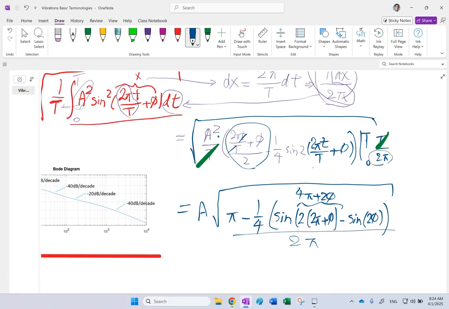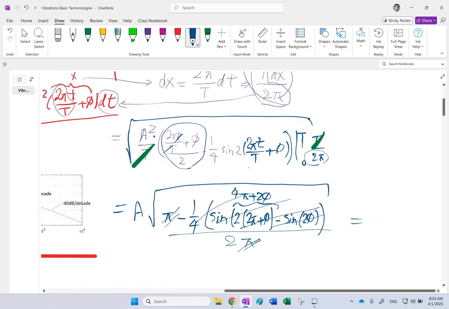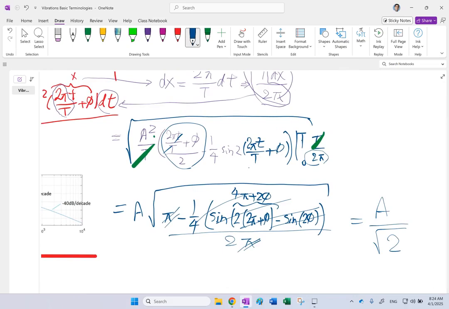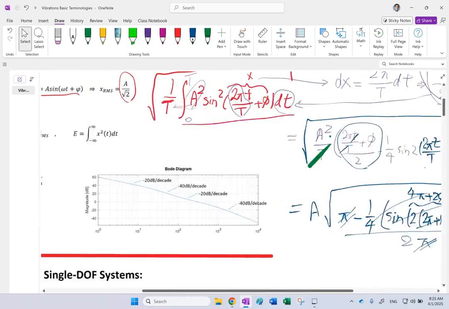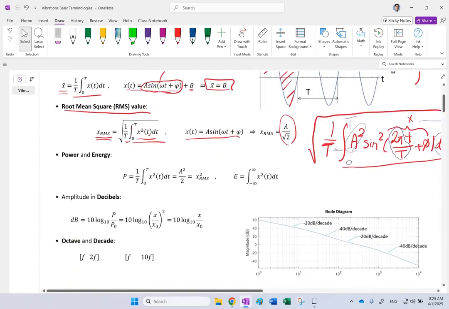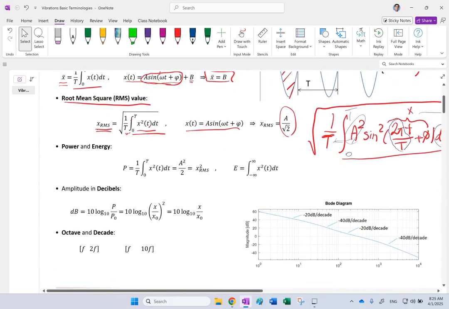Now, since the sine function is a periodic function, sine of 4 pi plus anything is the same as that. So this whole term is going to go to 0. And pi and 2 pi would cancel, so you just get a 2 under the square root. You bring it out, and guess what? You are going to get a over square root 2. Okay, so the a over square root 2, or 0.707 of the amplitude, is the RMS value for a sine function. And similarly, for any other signal, you can calculate the RMS value of it.